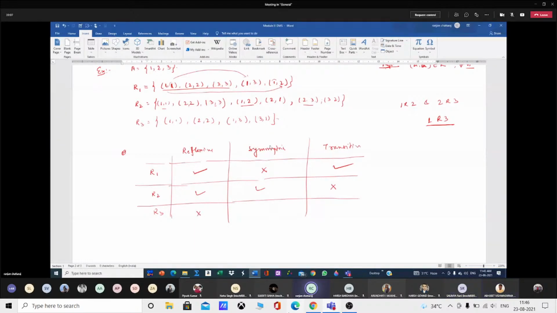1 3, 1 3, okay. 2 2, yes, sir. It is not transitive, sir, but 2 3 is not present. So only symmetric. Why are you getting 2 3? No, it is transitive, yes, sir. Okay, so we are getting this one.